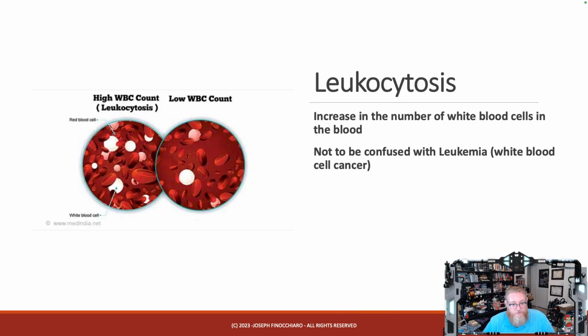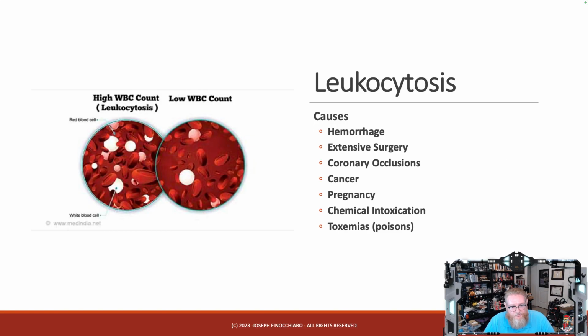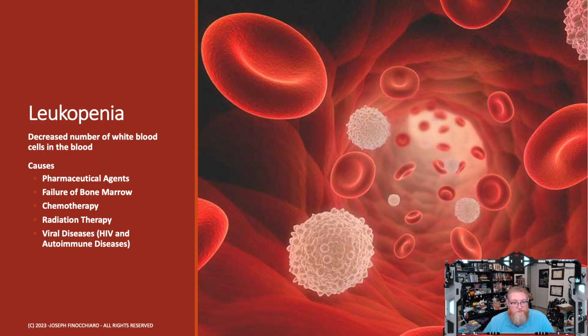They may be present in several anatomic locations affecting multiple organs and tissues. First up, we have leukocytosis, which is an increased number of white blood cells in the blood. This is not to be confused with leukemia, which is a white blood cell cancer. So causes of leukocytosis are hemorrhage, extensive surgery, coronary occlusions, cancer, pregnancy, chemical intoxication, and toxemias or poisons. Leukopenia, which is a decreased number of white blood cells in the blood, causes pharmaceutical agents, failure of bone marrow, chemotherapy, radiation therapy, and viral diseases such as HIV and other autoimmune diseases.